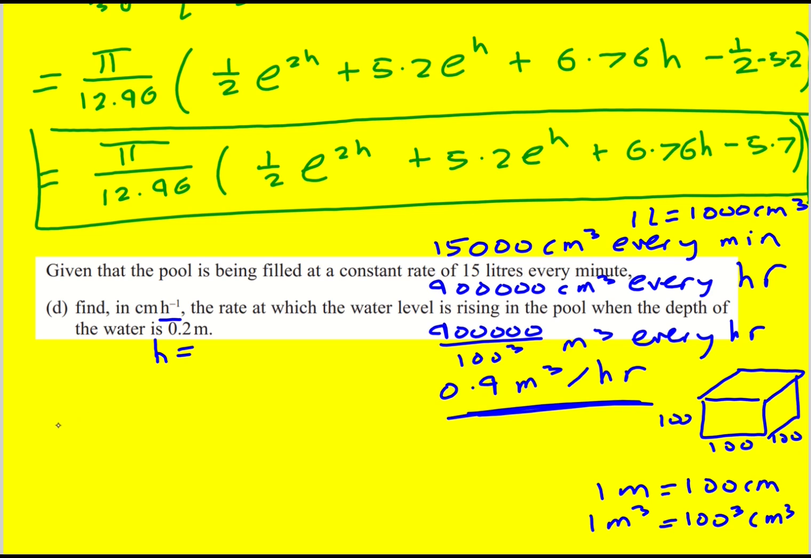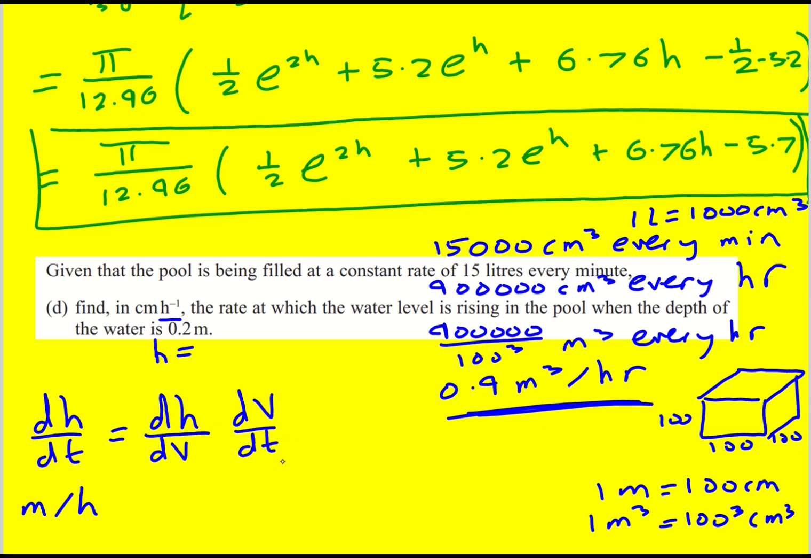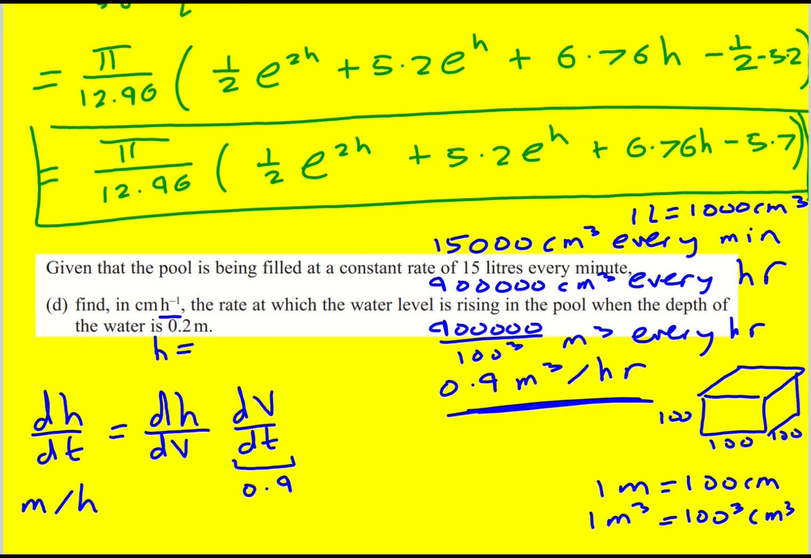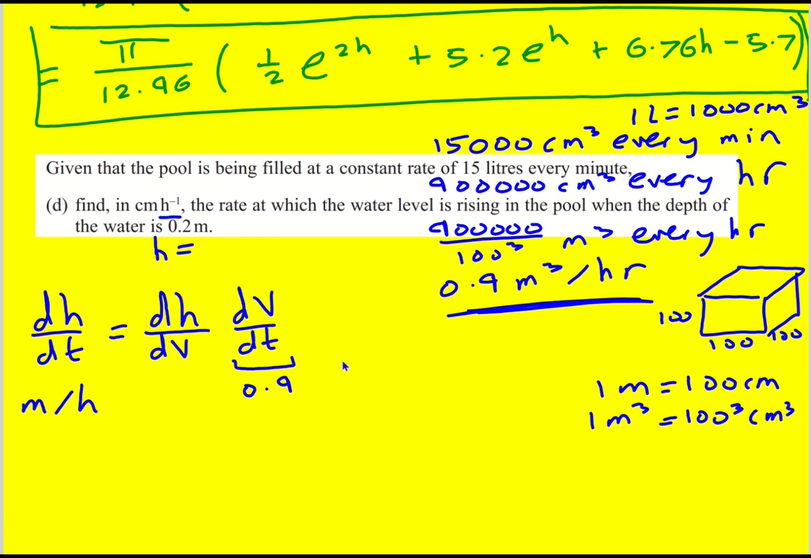So we want to find the rate at which the water level is rising. This is going to be dH by dt. And at the moment it's going to be in meters per hour, because that's the unit I'm working with. And here we use a connected rate of change using the chain rule. It's going to be dH by dV times dV by dt. Now that is what I was just figuring out on the right. It's 0.9. Okay, and that's why you've got to get it, because V was in terms of H, and remember it was in meters. So all we've got to do now is find dV by dH, sub in 0.2, and then take the reciprocal.